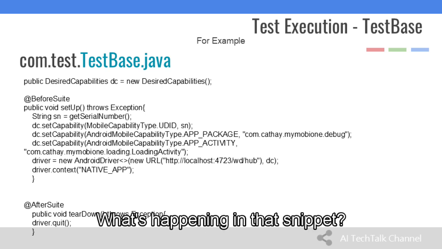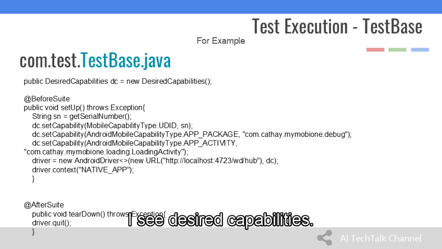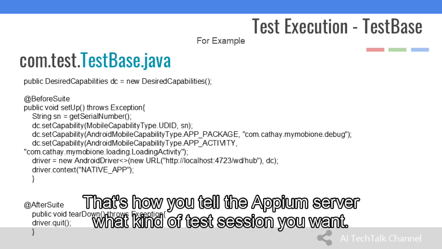What's happening in that snippet? I see desired capabilities. Yeah, desired capabilities. That's how you tell the Appium server what kind of test session you want.